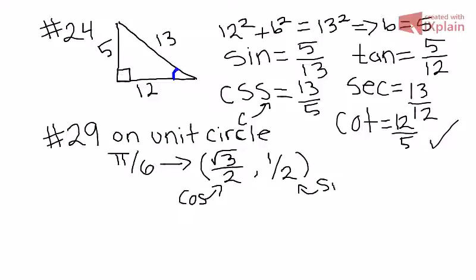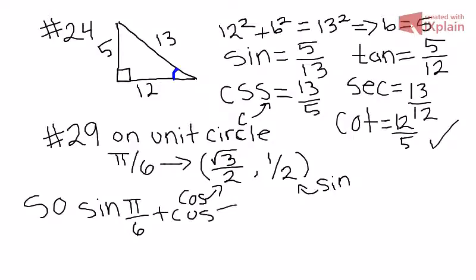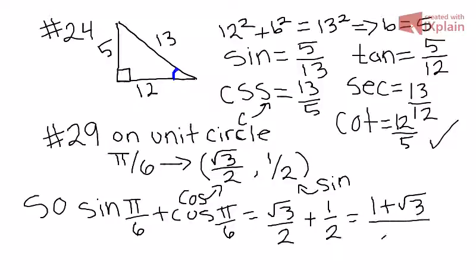So if they want to know the sine of pi over 6 plus the cosine of pi over 6, you're literally just taking radical 3 over 2 and adding that to 1/2. So that's what I do below here. And then we just replace those. When I replaced them, I think I switched the sides. Sine of pi over 6 is actually 1/2, and cosine of pi over 6 is radical 3 over 2. All right.